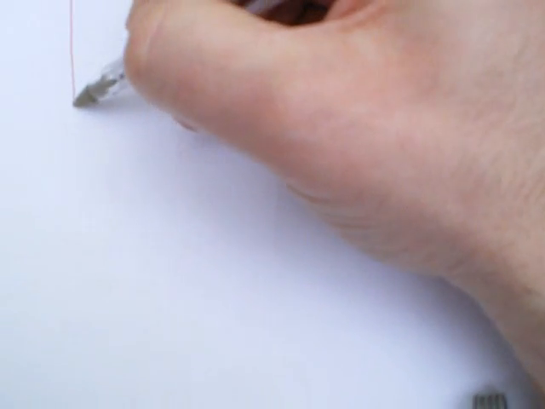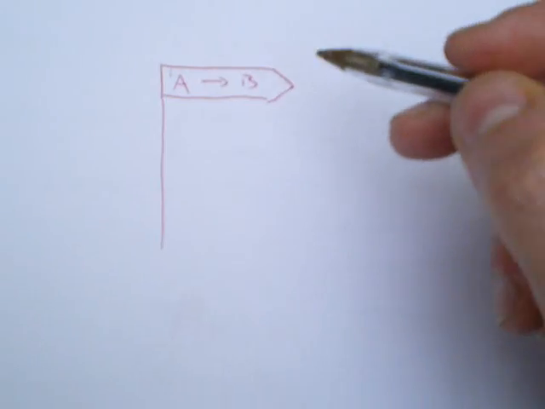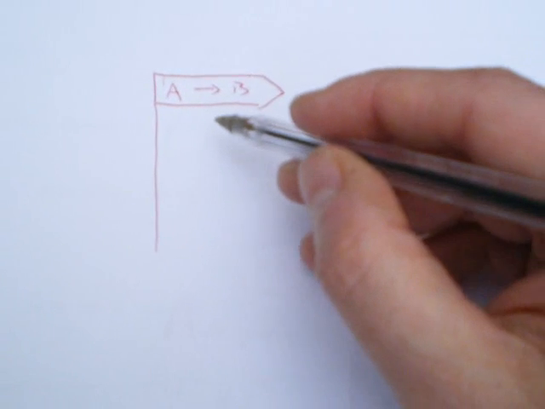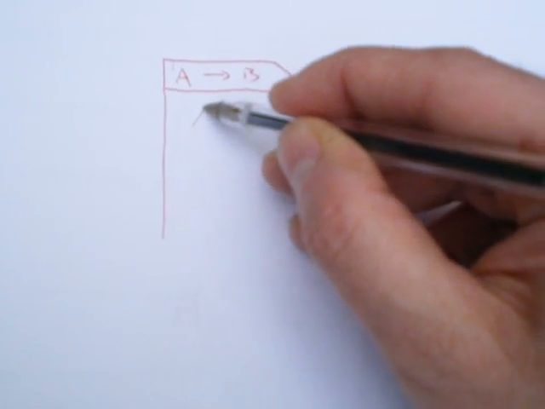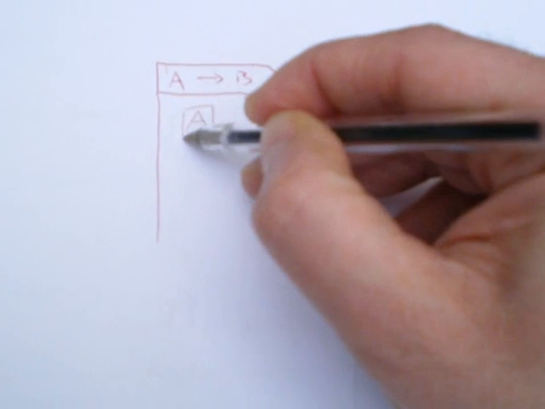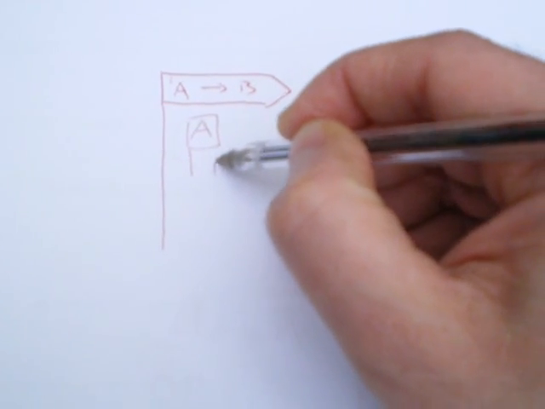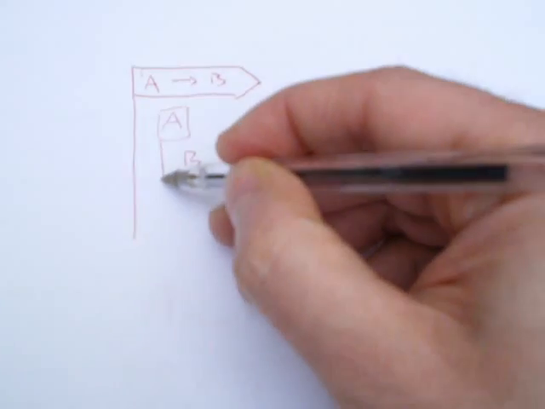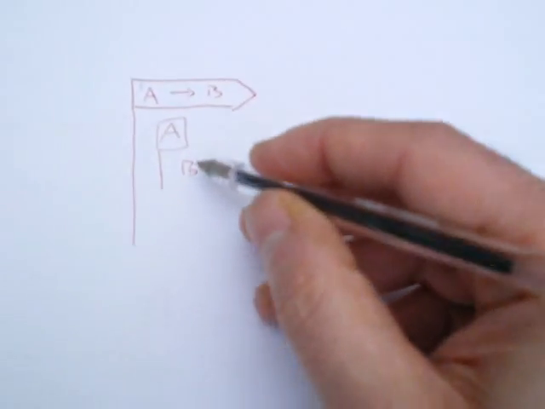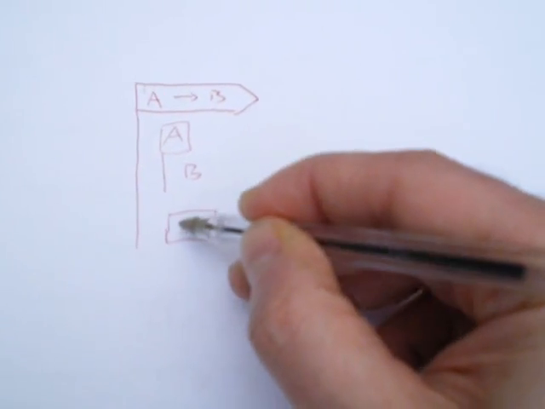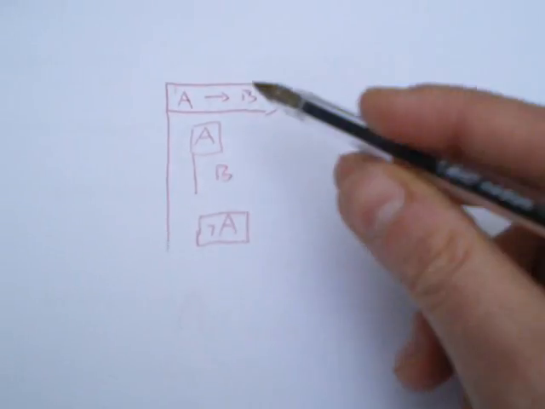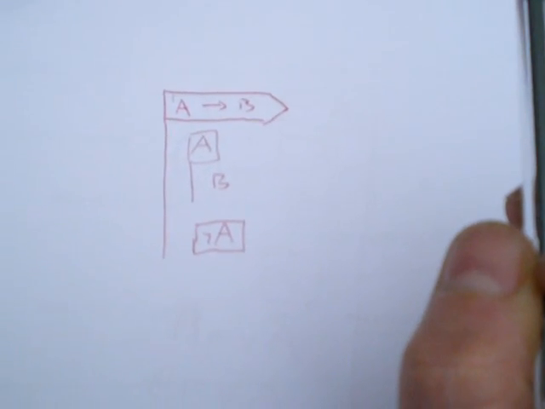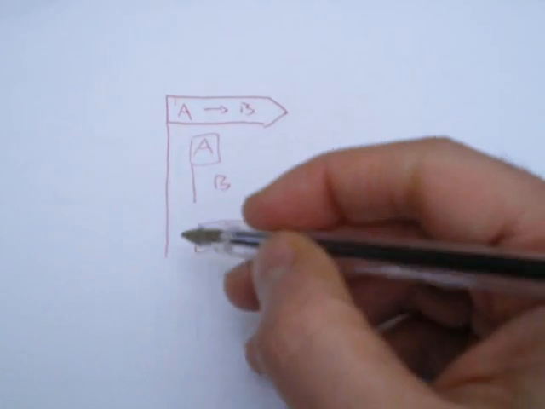Now then, let's look at two different possibilities. First possibility is that A is true, in which case we conclude B is true. Yeah? The second possibility is that not A is true, in which case, because A implies B, we cannot conclude anything about B. You need to understand that.